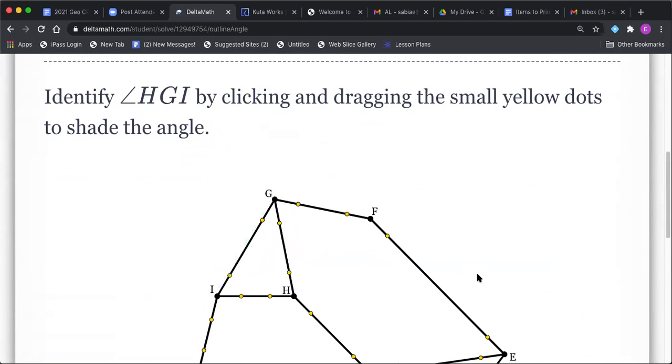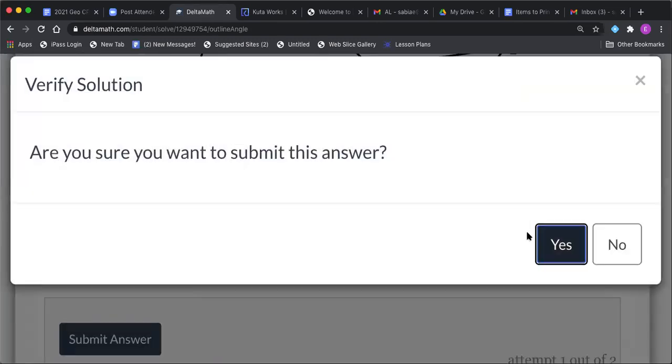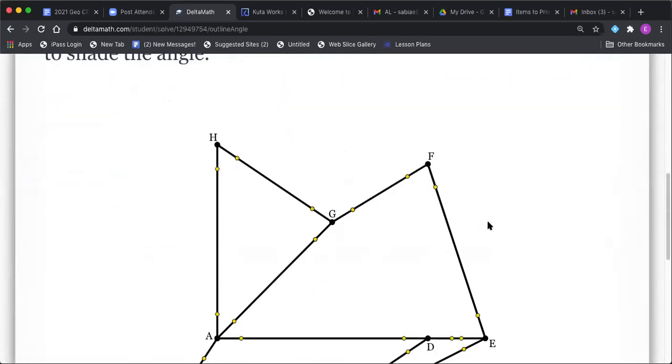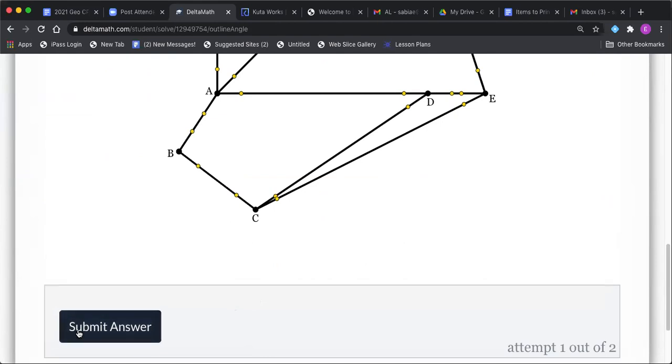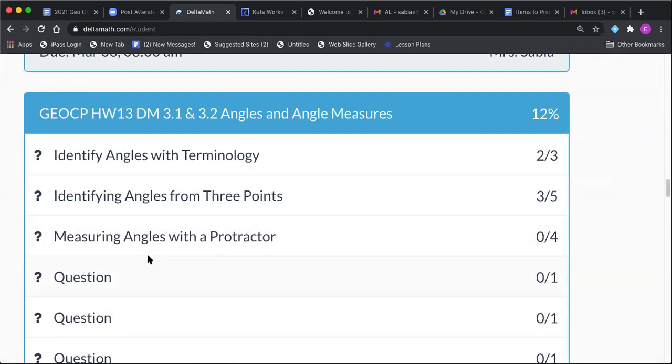Okay, so I'm going to clear this, and then I just grab the two yellow dots, swing it around. Yes. Oh my gosh, this is so cool. I'll do one more. Okay, A to G to H. I see it. A to G to H. It's going to be that angle right there. So let's go ahead and fan it. I love this. Okay, so that's that section.